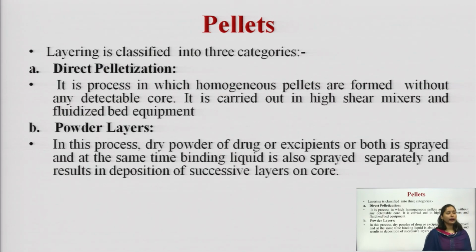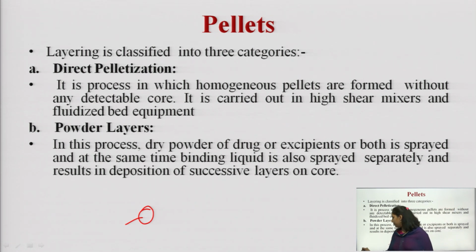In direct pelletization we do not use any kind of core material or inert seed material. We are not using any core material here; we are directly making pellets, using either high shear mixers or fluidized bed equipment. It is the process in which homogeneous pellets are formed without any detectable core. It is carried out in high shear mixers and fluidized bed equipment. Another one is powder layering.